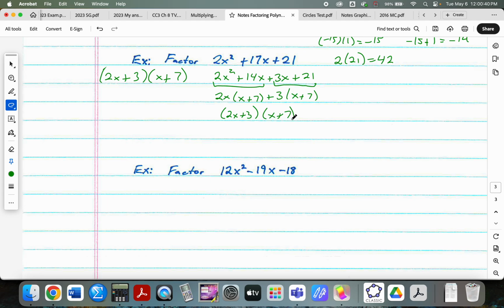This next example is one I was talking about where I'm like, if I have to start guessing, there's so many different combinations I could have. Because with 12, I could do 12 and 1, 6 and 2, 3 and 4, and then 18 could be 18 and 1, 9 and 2, 6 and 3. So many different combinations. Yes, ma'am?